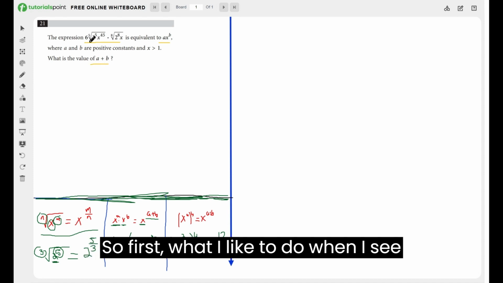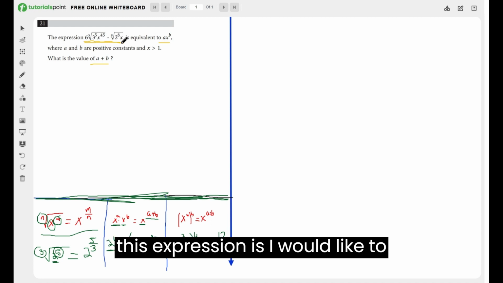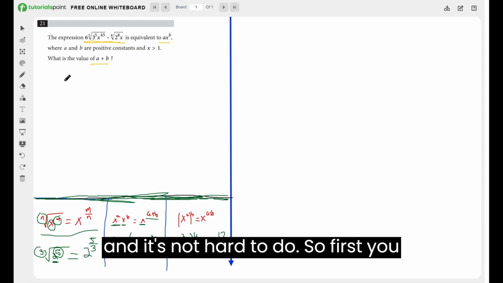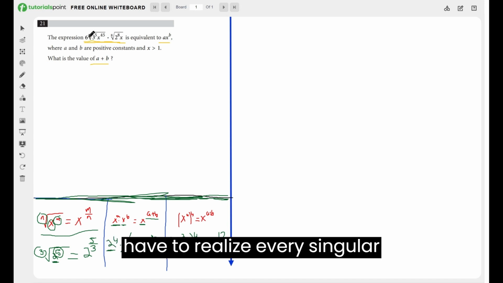So first, what I like to do when I see this expression is make it look easier than it currently is. And that's not hard to do. First, you have to realize every singular term.